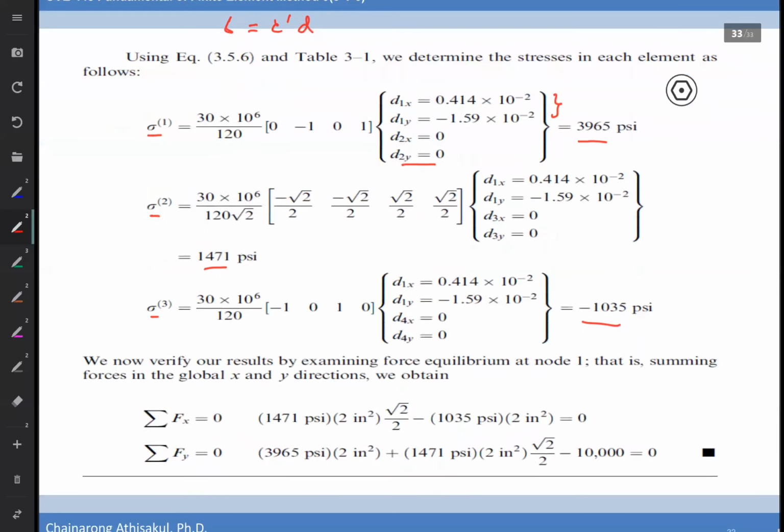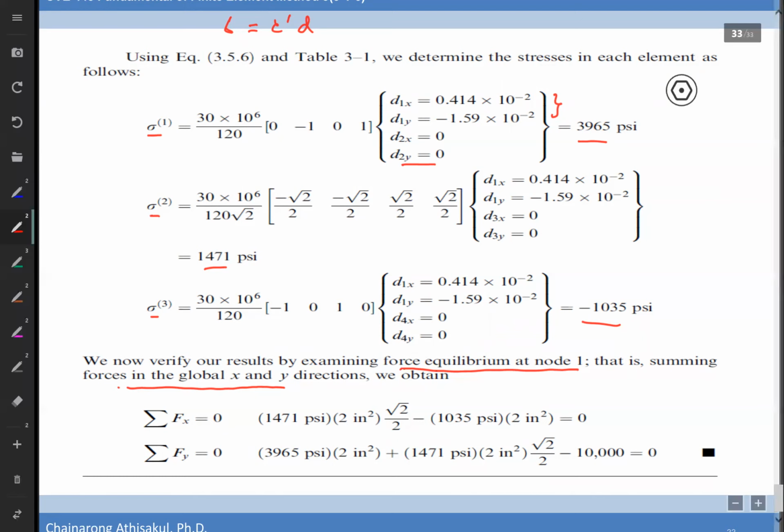We may verify the solution. That is, if we consider the force equilibrium at node number 1. Okay, that means that the summation of forces in global coordinates x and y should be 0. Okay, so according to this, if we consider summation Fx, that is composed of the force in the second member and the third member.